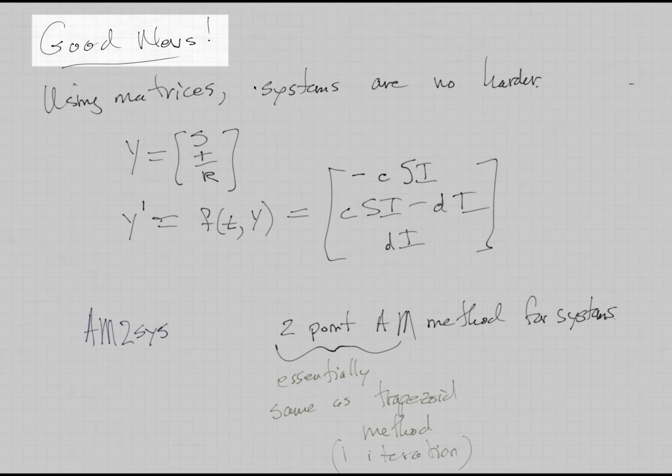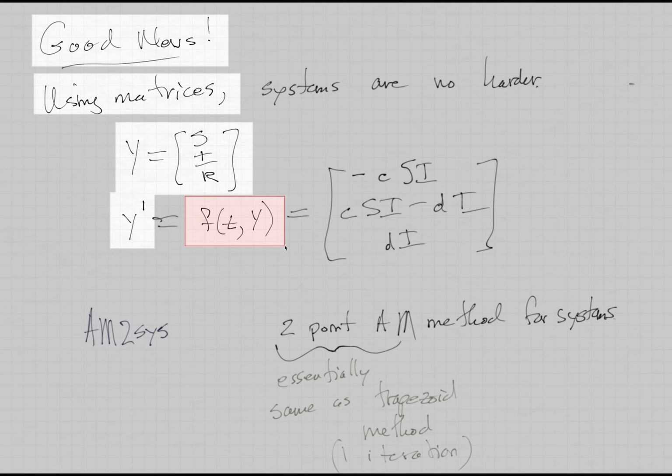Working with systems of differential equations is actually just as easy, or almost as easy, as working with a single differential equation, because we simply replace the single equations with matrix equations. So, for example, with the SIR model, we let our dependent variable be a vector where the components are S, I, and R. And then the differential equation will say y prime. Note that y prime itself is going to be a vector here. It will consist of the derivatives of S, I, and R.